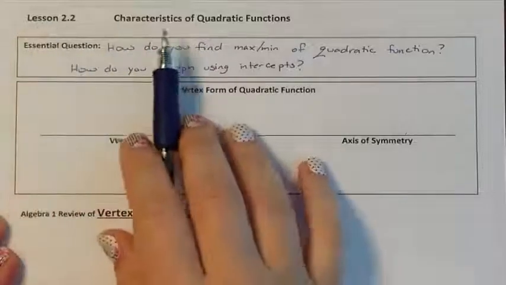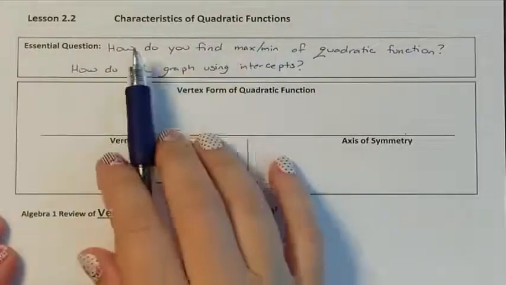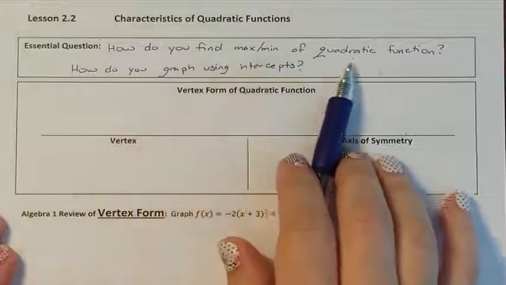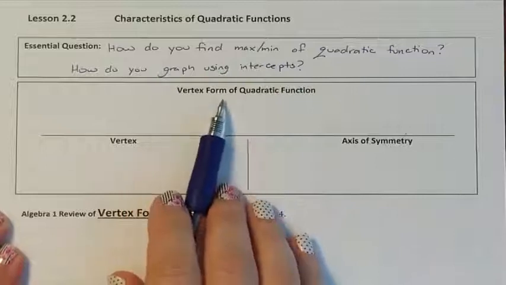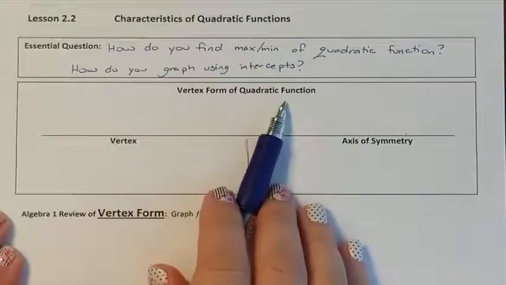Lesson 2.2, Characteristics of Quadratic Functions. How do you find the max and min of a quadratic function? How do you graph using intercepts? So first we need to discuss what is the vertex form of a quadratic function.